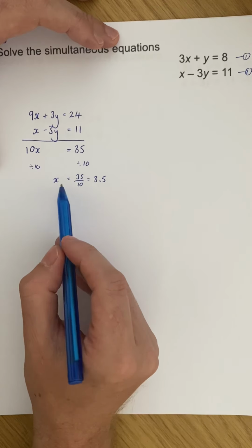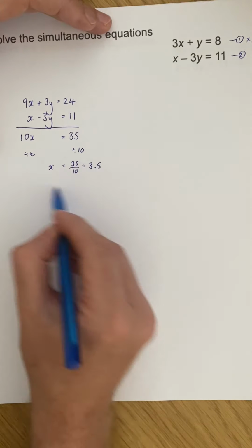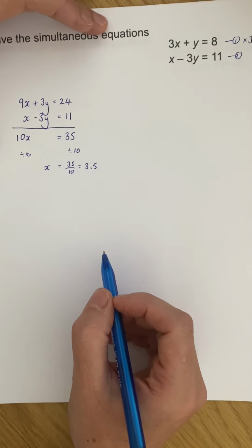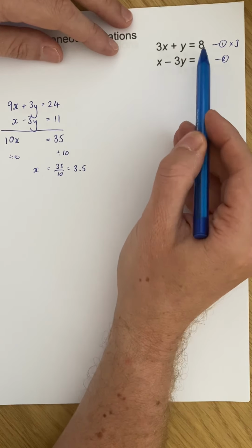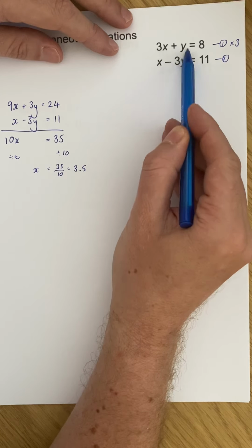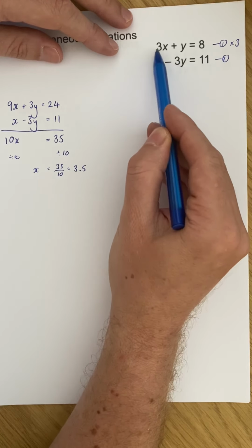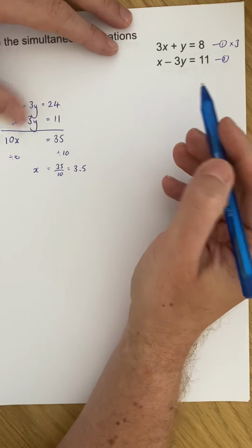So all we've got to do now is work out what y is. To do this, we're going to substitute our value of x back into one of our original equations. Now, it doesn't matter which one you do. I'm probably going to put it back into this top one because of the simple fact that there's no subtraction signs. We all prefer dealing with positive numbers. So let's just substitute into this first one.